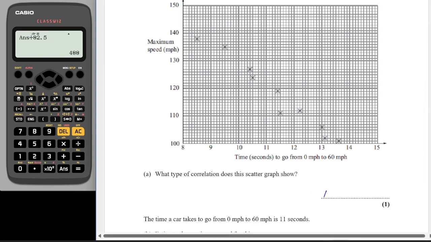So I'm looking for negative correlation.